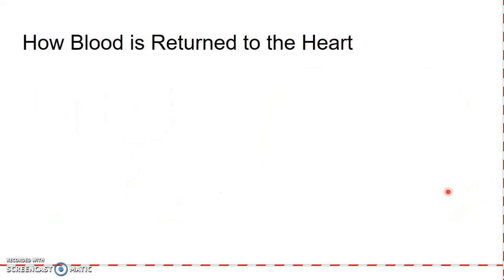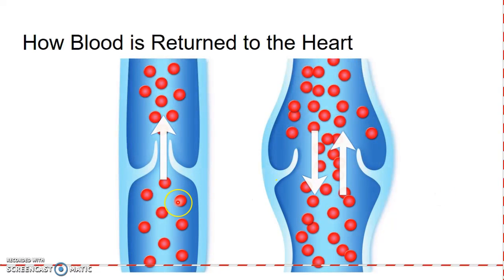So then, yeah, how blood is returned to the heart. Again, this is kind of talking about how the veins move. This right here is a normal vein, where a muscle contraction would push blood up, the valve would close, push up, the valve would close.